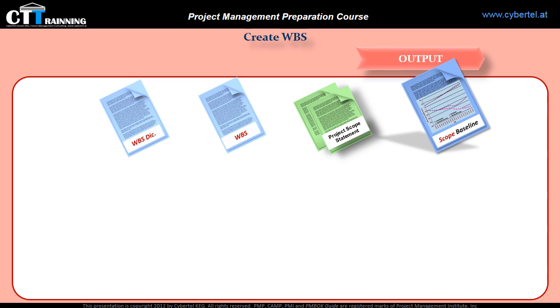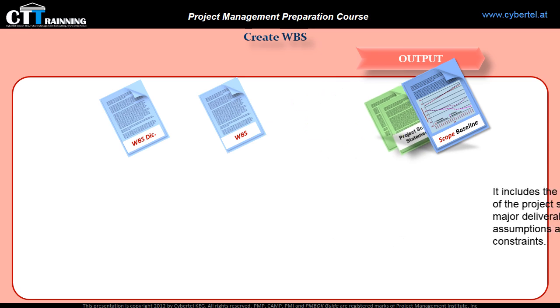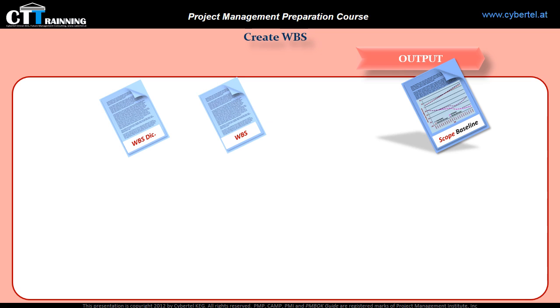The approved version of the project scope statement, which we created in the define scope process, includes the description of the project scope and major deliverables, as well as assumptions and constraints. The work breakdown structure and the WBS dictionary, which we created in this process, complete the scope baseline and get it approved. And from now on, any further changes to the scope baseline must be formally approved.